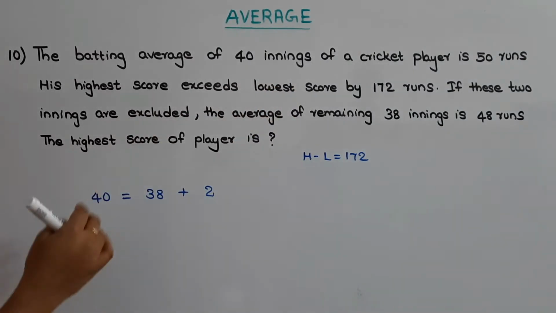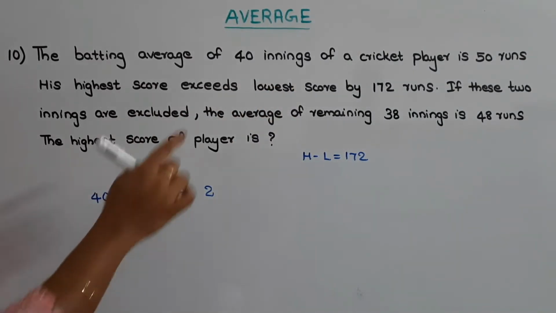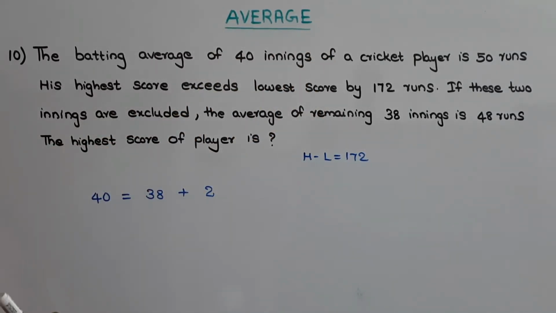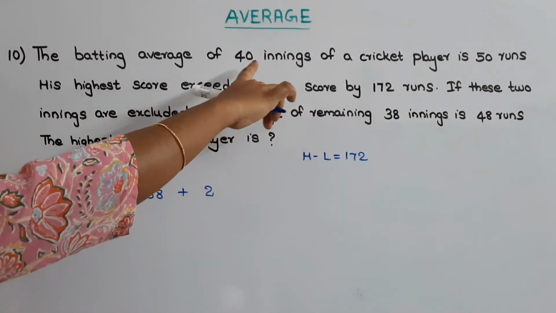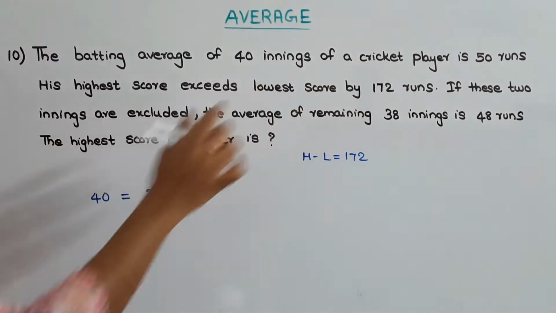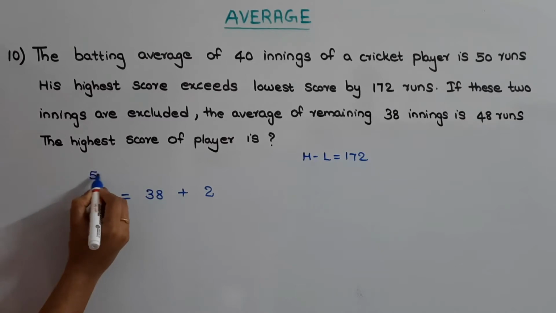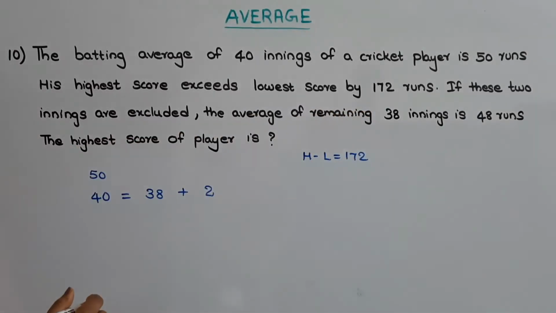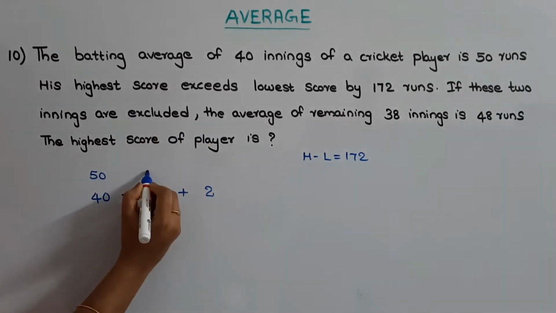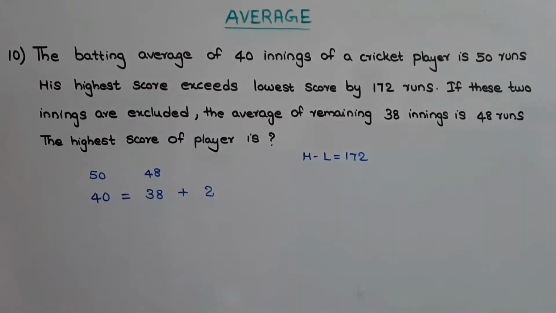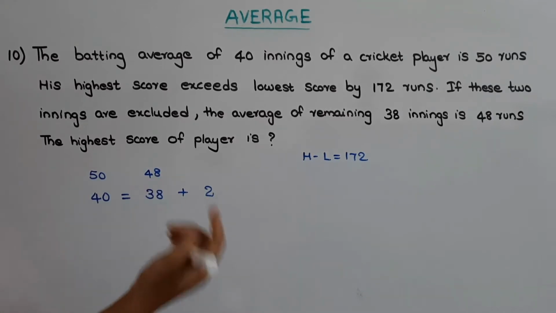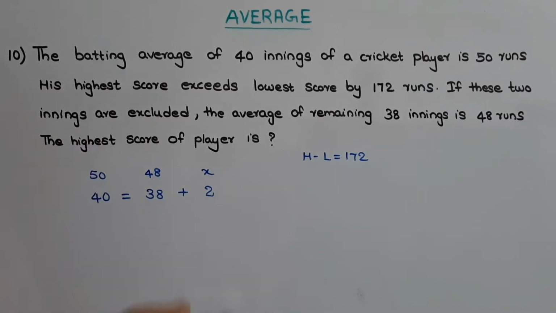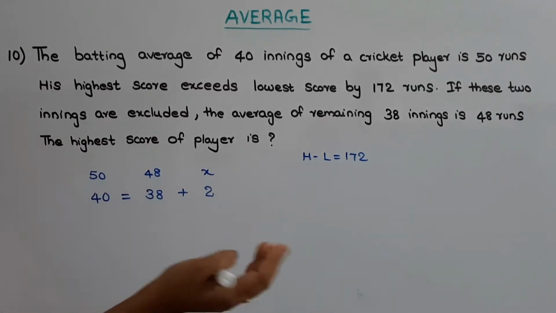Now the next step is to write down the given average runs above this number of innings. So the average runs scored in 40 innings is given as 50. So we need to write down 50 above this 40. The average runs of 38 innings is 48. So above this 38 we need to write down 48. So the average of the two excluded innings is unknown. So let us take here X. This X is not the average, it is the increase in the average runs.